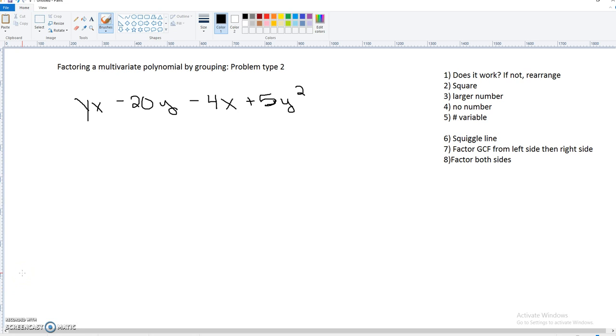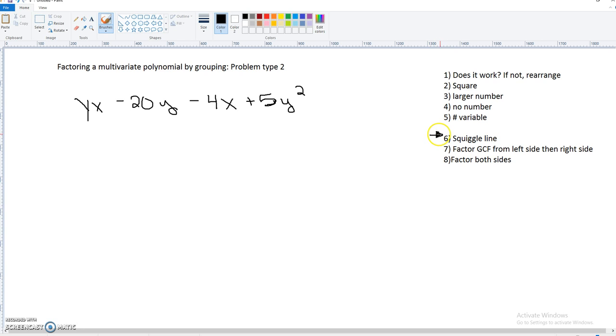Factoring a multivariate polynomial by grouping, problem type 2. I've written lots of steps over here, so let's go through those. The first thing is you need to figure out if it's going to work. And I say is it going to work based on this being your first step.